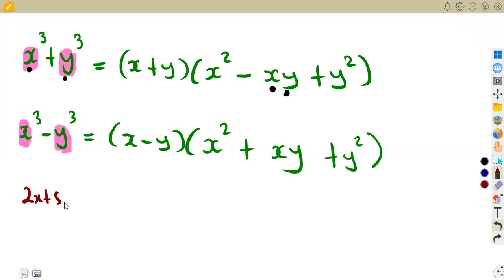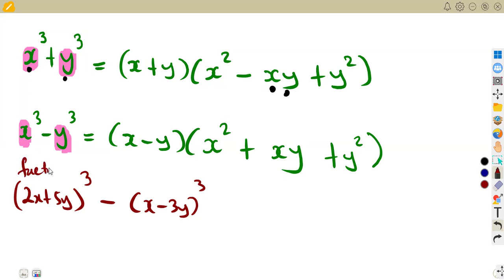(2x + 5y)³ - (x - 3y)³. Don't panic. That is how you'll be given. There's nothing there. It's just one and the same thing. Okay, see this. You are asked to factorize this. So the question is asking you to factorize completely.